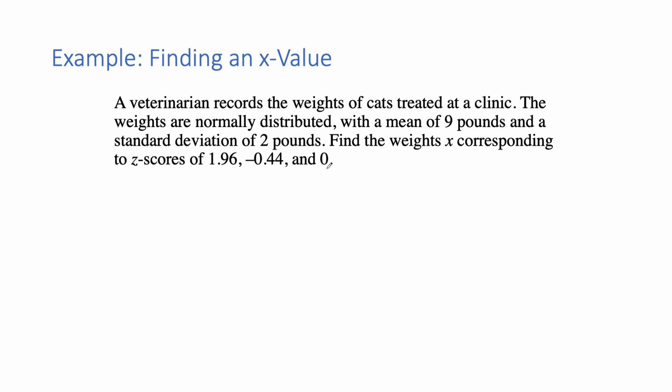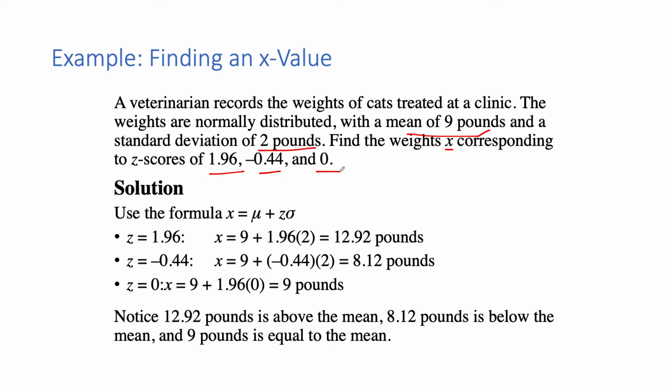So a vet records the weights of cats treated at a clinic. The weights are normally distributed. The mean is 9 pounds. Standard deviation is 2 pounds. Find the weights x corresponding to z-scores of 1.96, negative 0.44, and 0. Just applying the formula.